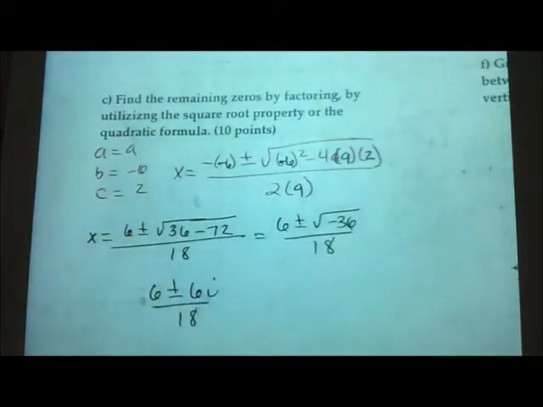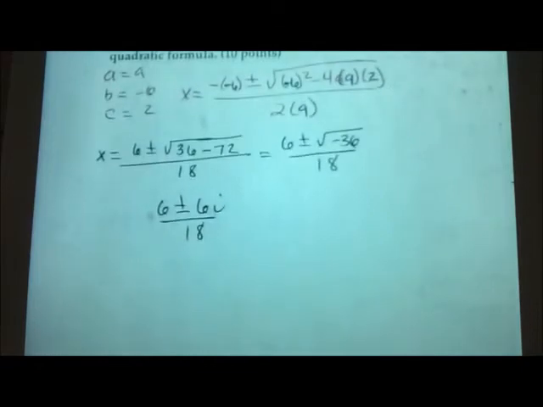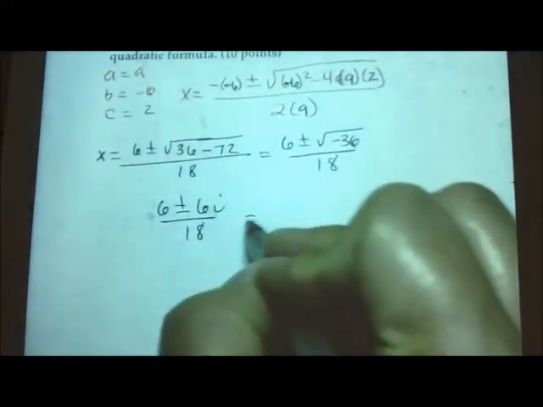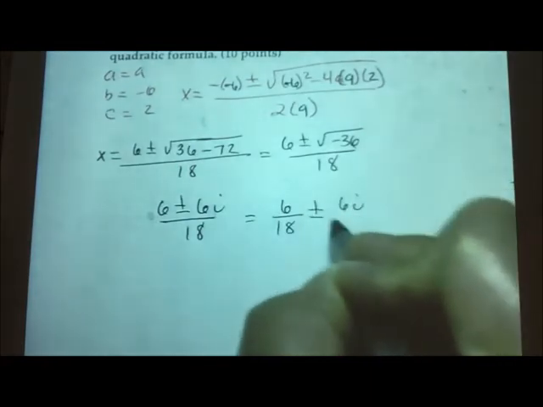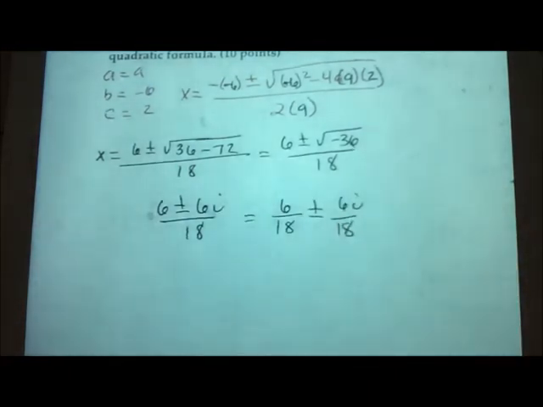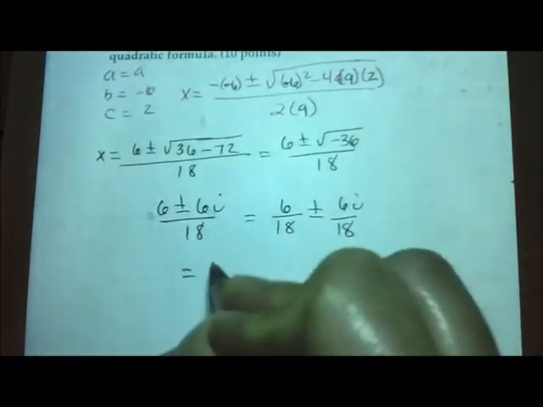Do we agree? Yes. But this breaks down into 6 over 18 plus or minus 6i over 18. Can those be reduced? Yes. 6 goes into 6 one time.